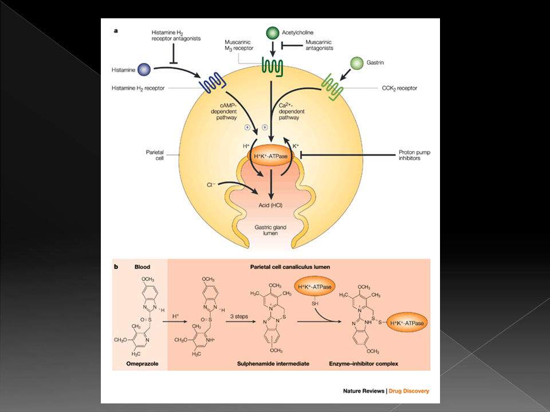This is another diagram showing the three different pathways that we just talked about: histamine, acetylcholine, and gastrin. And we see the H+/K+ ATPase, which is the final step where the acid results from. The proton pump inhibitor blocks this final step.